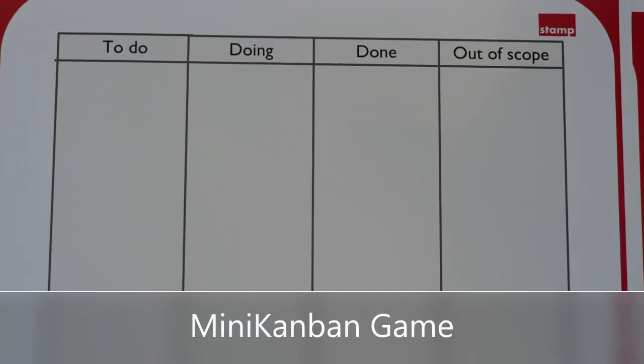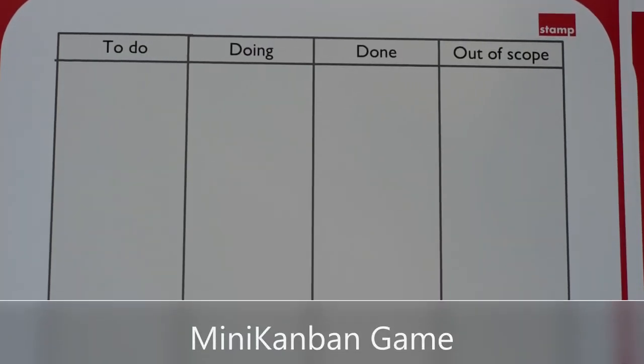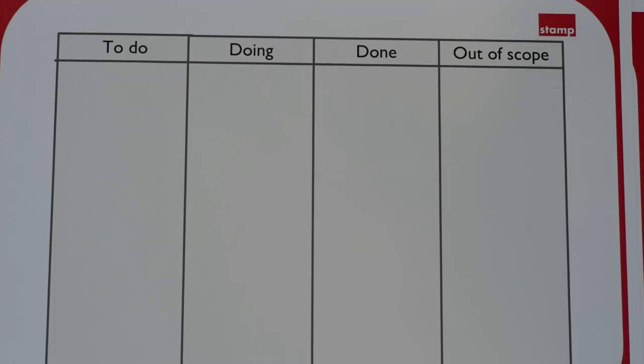Okay, this next game is the mini Kanban game. The aim of this game is to help a team look at the full set of priorities that are in the deck and work out, is that something they've got on their to-do list? Is it something they're in progress with at the moment? Is it something they've already done, or is it something that they see as out of scope?